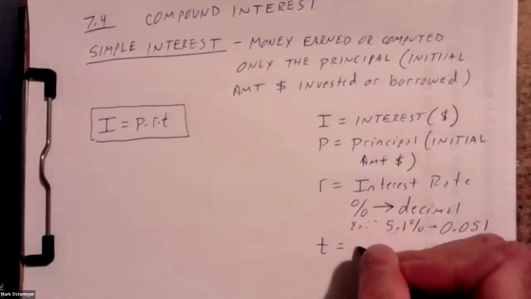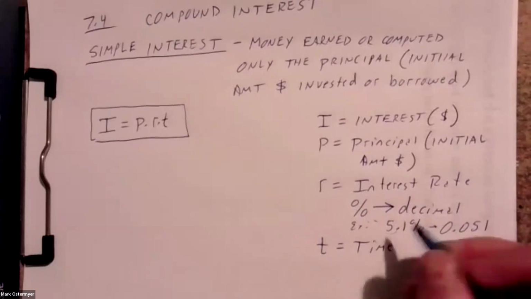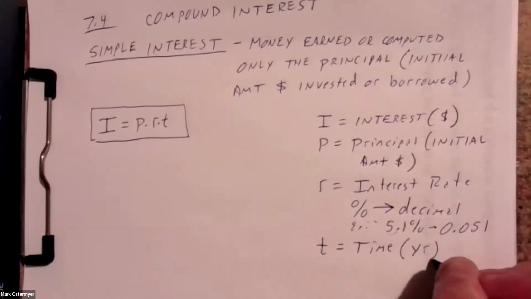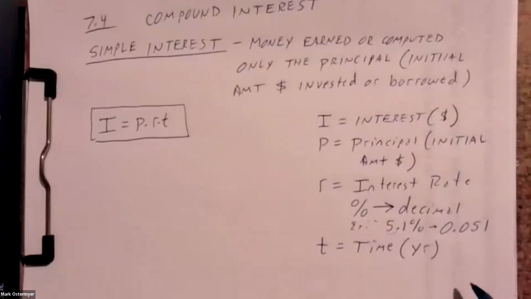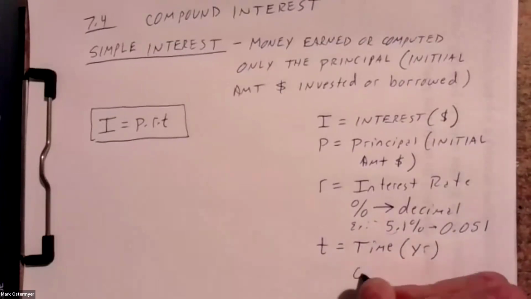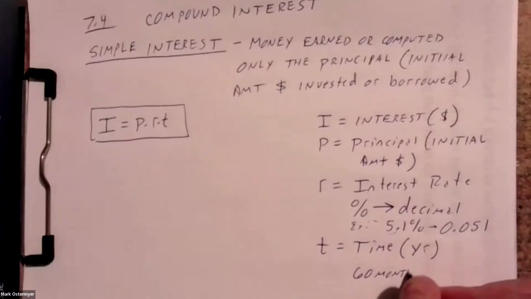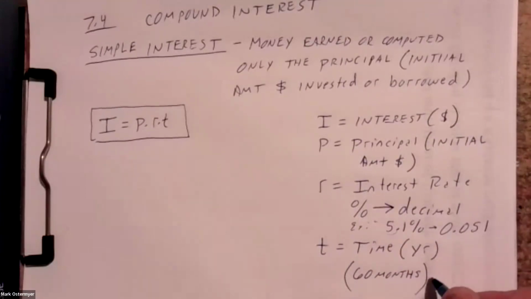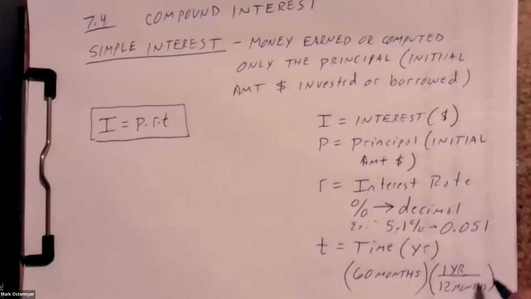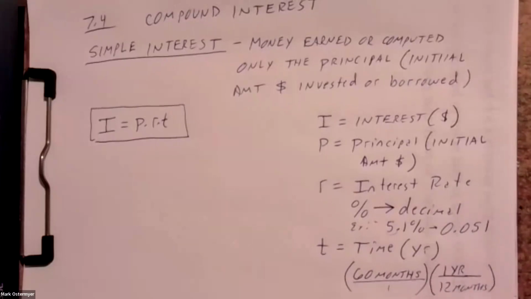T is something we can never get back. It's called time. And time must always be in years for this formula. So if they say that you invest money for 60 months, you cannot put 60 in for time T into the formula. You must convert 60 months into years. And so you would multiply 60 months by this conversion factor, 1 year is to 12 months, which inevitably will have you dividing 60 by 12 and giving you 5 years. You would put 5 in for time if it was 60 months.